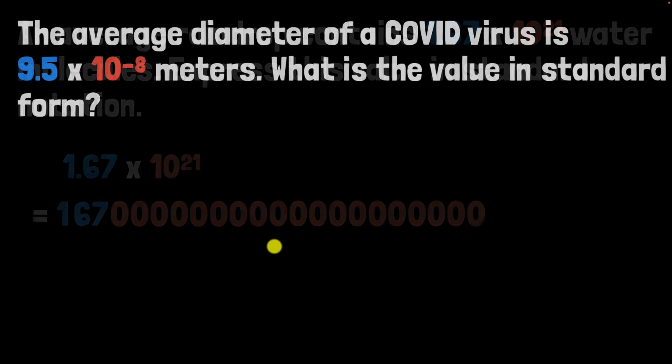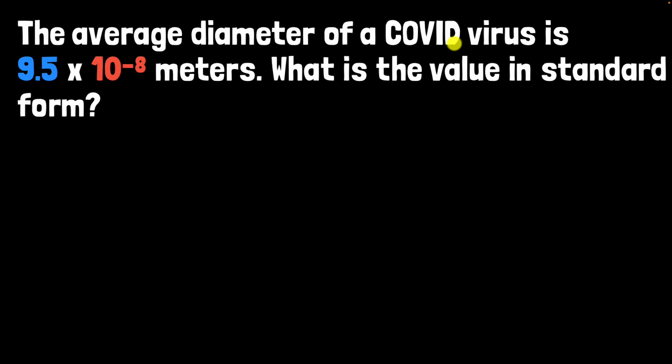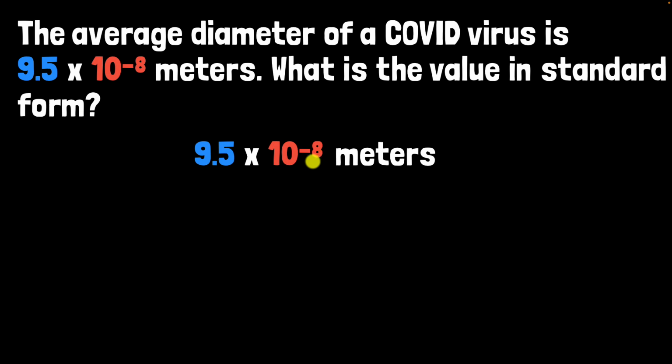Let's try one more. The average diameter of a COVID virus is 9.5 times 10 to the power minus 8 meters. What is the value in the standard form? Why don't you pause and try this yourself first? All right, here's the scientific notation. The exponent tells me how many times I have to shift the decimal. Since it's a negative exponent, I know this number is going to be much smaller than 1. So I have to shift the decimal to the left. So this means I have to shift this decimal 8 times to the left.